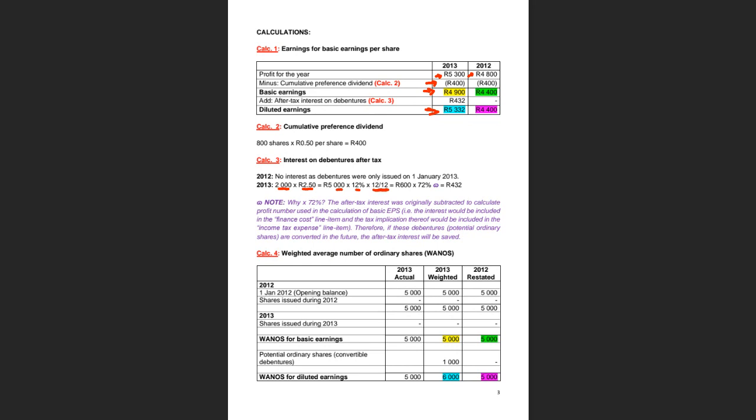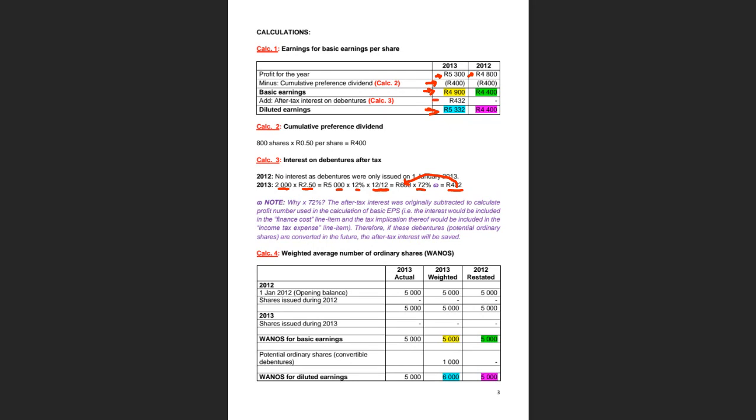And then they multiplied it by 72%, which is the after-tax effect. Remember, the tax is 28%. So if you take out the tax, you're going to be left with 72%. That's why they've multiplied it by 72%, and we get an amount of 432 Rand, which is basically the after-tax effect of the 600 Rand. That amount is added back.